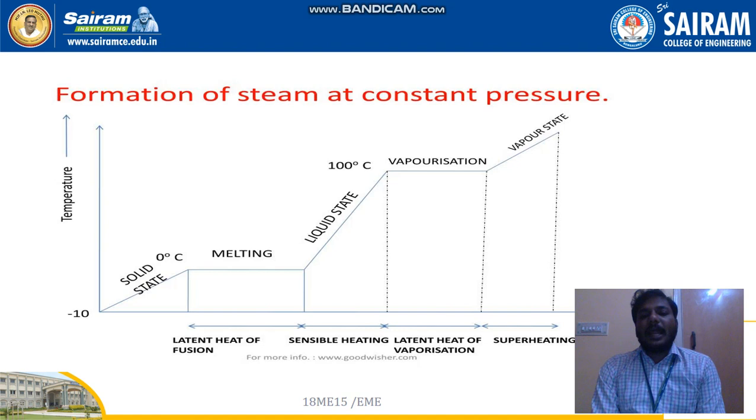That superheated steam we are going to utilize for different applications, mainly to generate electricity. This type of steam is also used in some industrial applications, such as clothing and painting industries. We use this type of steam at a constant pressure. So this is how the formation of steam at a constant pressure takes place.